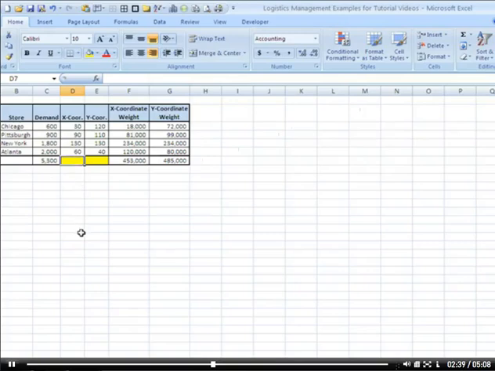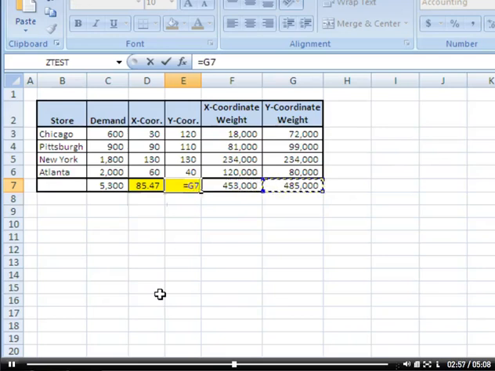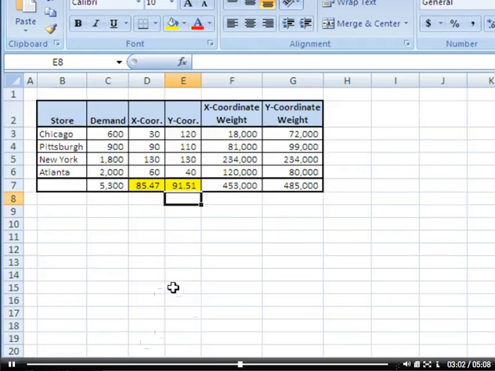With this information, we're ready to calculate the weighted X coordinate and the weighted Y coordinate. The weighted X coordinate is the X coordinate weight divided by the demand, and the weighted Y coordinate is equal to the Y coordinate weight divided by the demand again. And so this tells us on our XY chart that the ideal location for a distribution center would have the XY coordinates of 85.47 and 91.51.